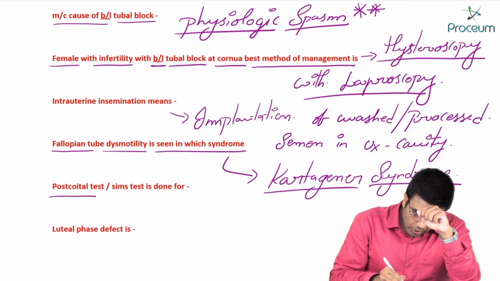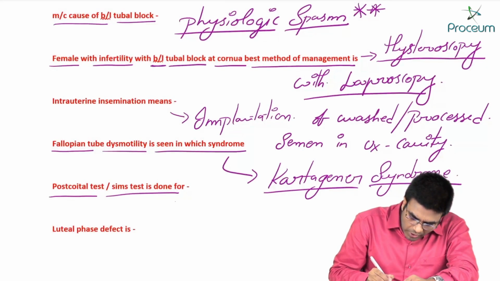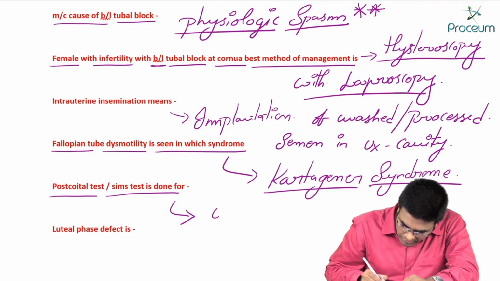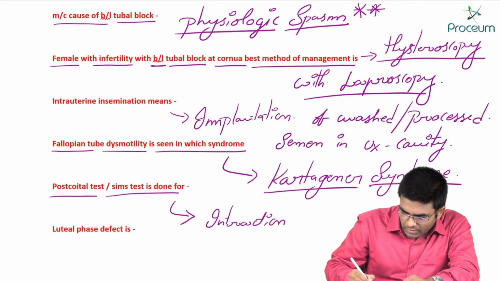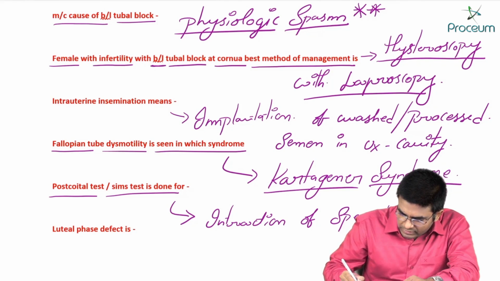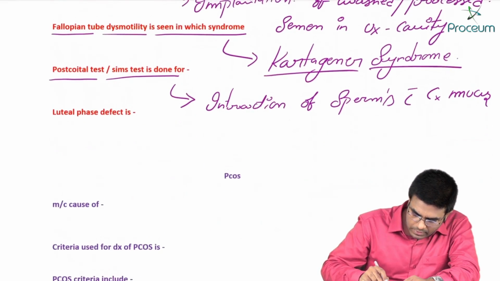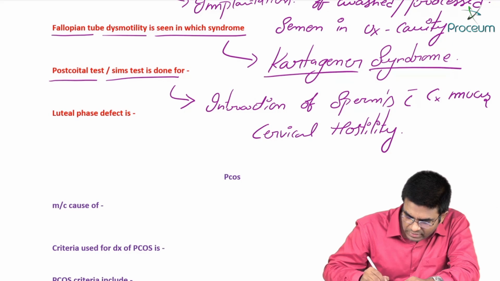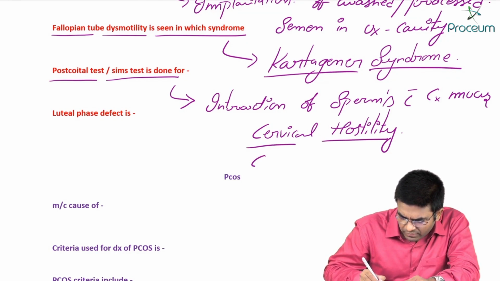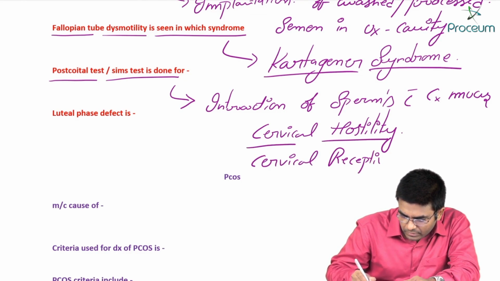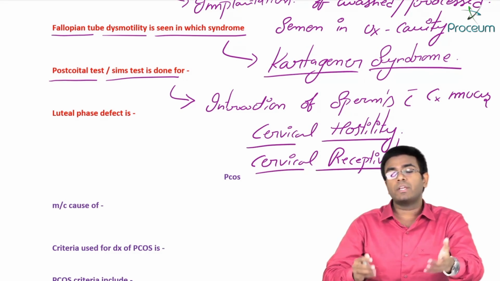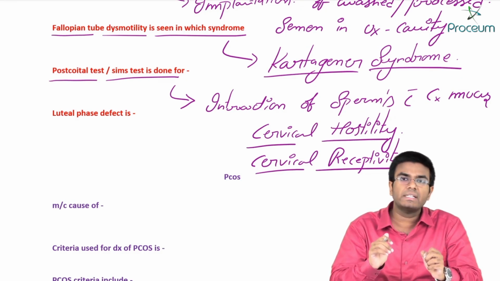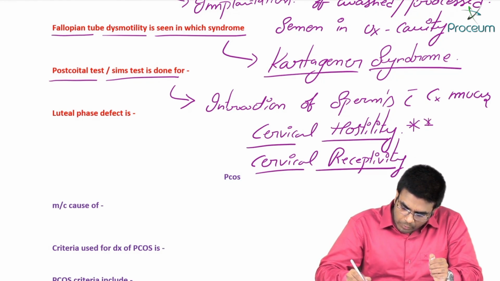Okay. Now, postcoital test or SIMS test is done for. Now, this postcoital test is done for the interaction of the sperms with the cervical mucus. Okay. Interaction of sperms with cervical mucus, to test cervical hostility. Okay, cervical hostility, or the other name is cervical receptivity. Okay, how the cervix is receiving the sperms. Like, there might be a chance that in the cervix there are anti-sperm antibodies. So, all this will be known by doing the postcoital test, also known as SIMS test. Okay, very important MCQs, please keep in mind.